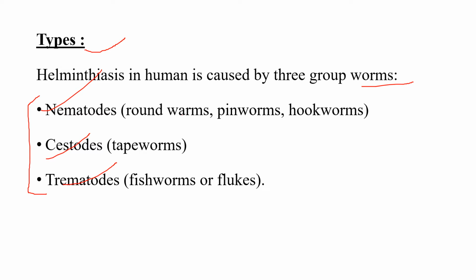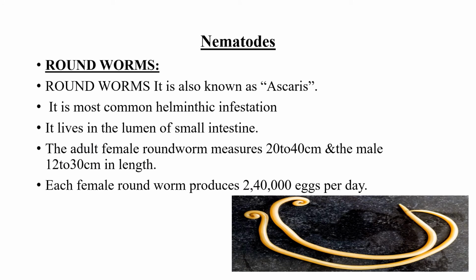First one is called roundworm, second is pinworm, third is hookworm. In the cestodes we have tapeworm, and the last one, in the trematodes, we have fishworm or flukes. One by one we are going to discuss them now. Let's discuss the roundworm. Roundworm is also called ascaris.